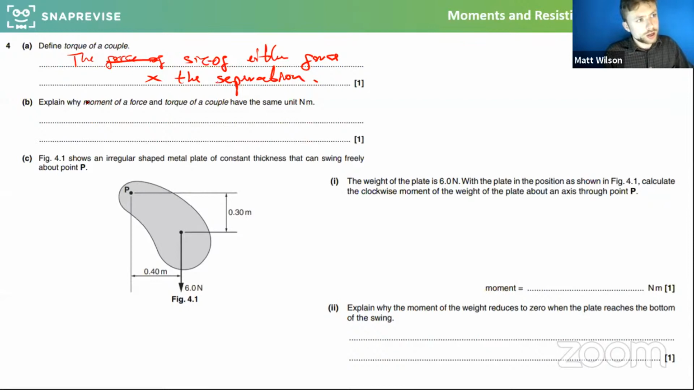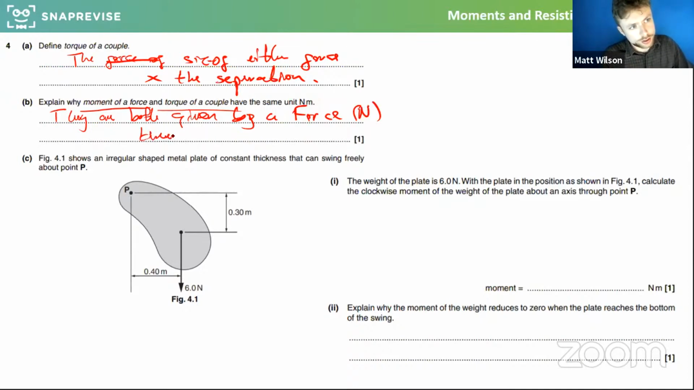Okay. Why is the moment of a force and the torque of a couple have the same unit? Well, they are both given by a force, which is in newtons, times a distance, which will give you the meters part. Distance in meters.